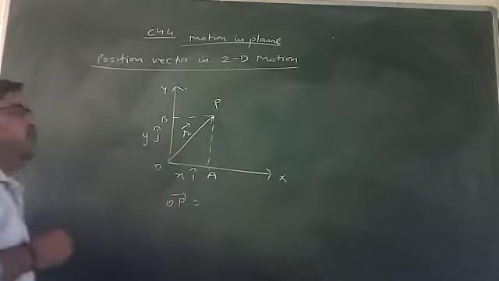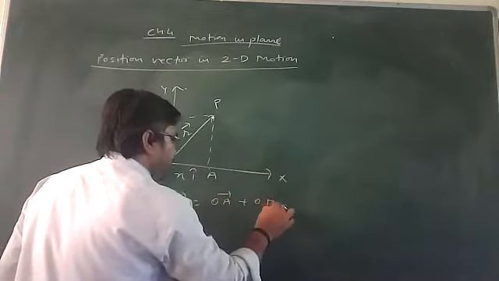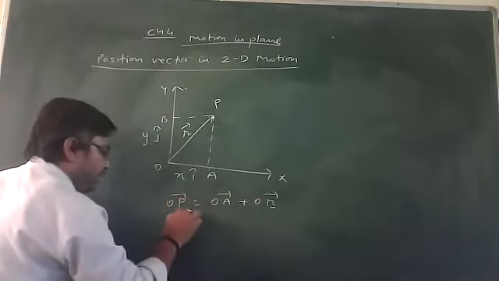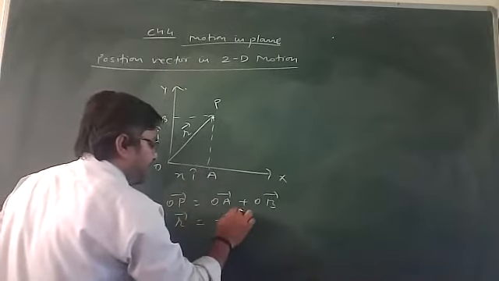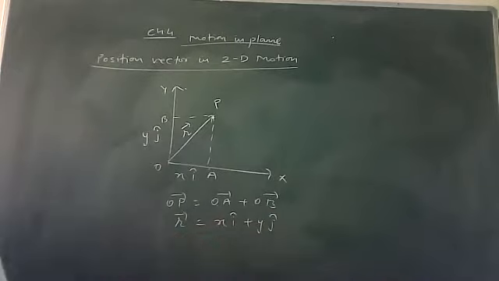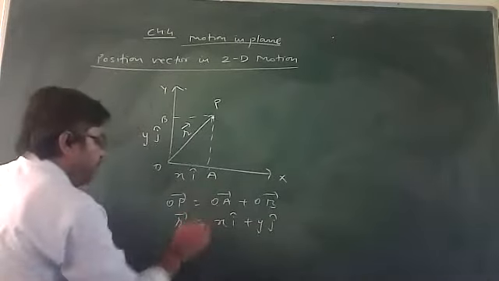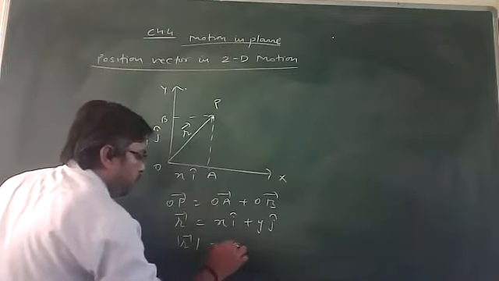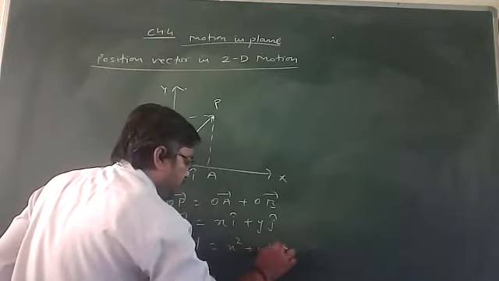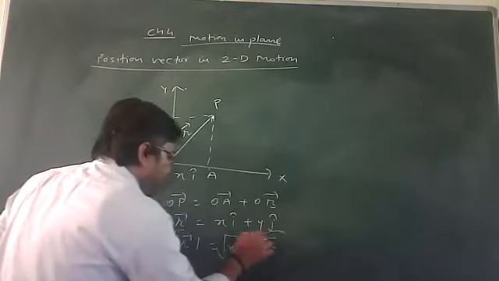That means OP vector, the position vector, can be written as the addition of OA vector plus OB vector. What is OP vector? That is r vector. It can be written as xi cap plus yj cap. If you want the modulus, how will you find it? The modulus is the square root of x square plus y square. In this manner, you can obtain the modulus also.